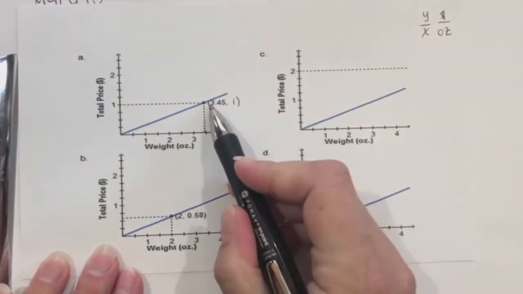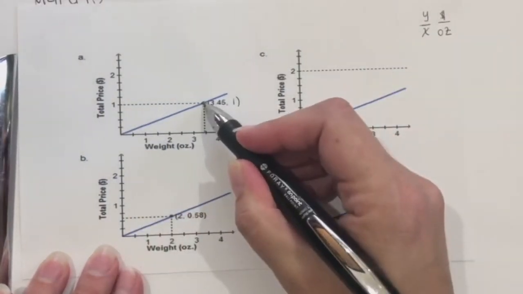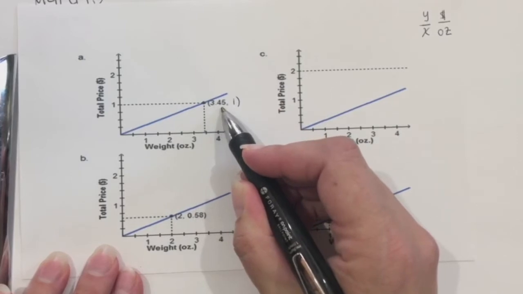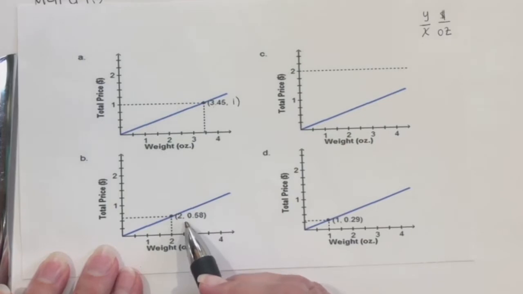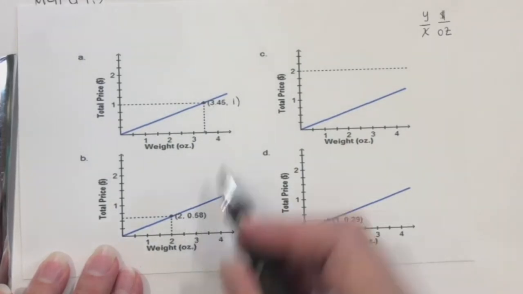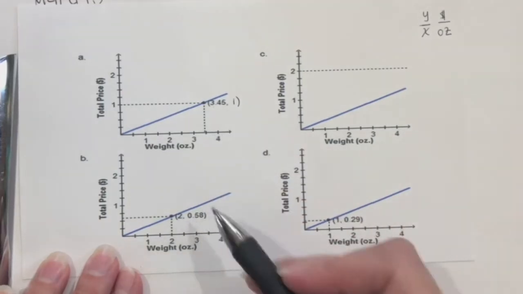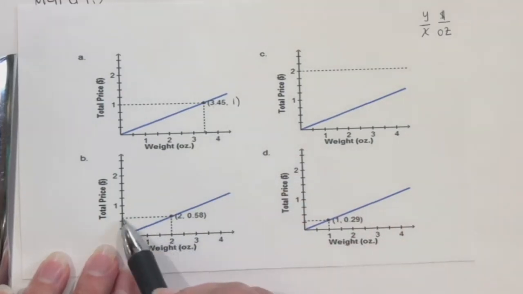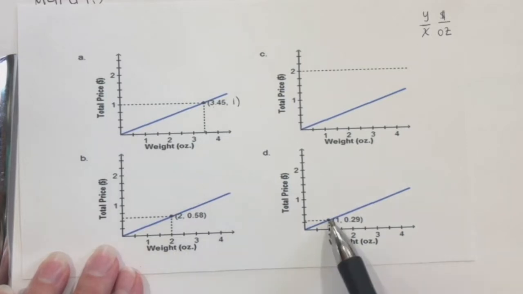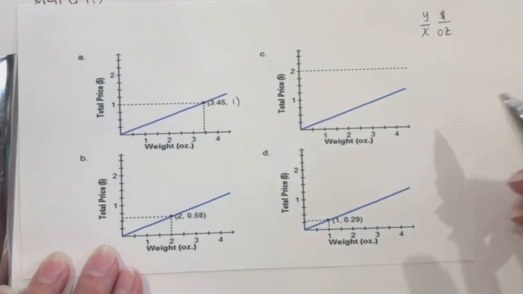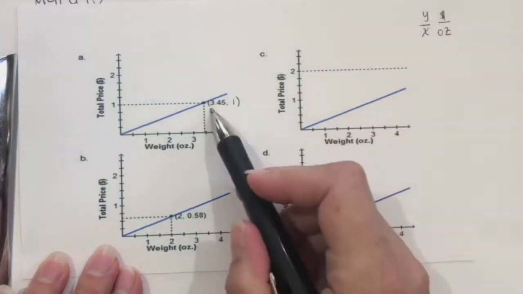So this point right here is the coordinate 3.45, comma 1. This coordinate is 2, comma 0.58. It's kind of hard to see which one's the decimal and which one's the comma, but if we look at where it's lining up on the y-axis and on the x-axis, we can see what the actual point is. So this is 1, comma 0.29. So we're going to look for that point.